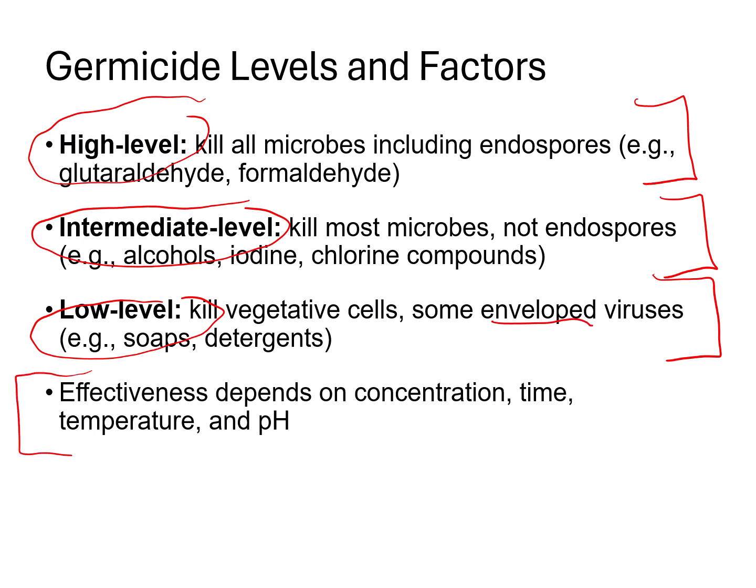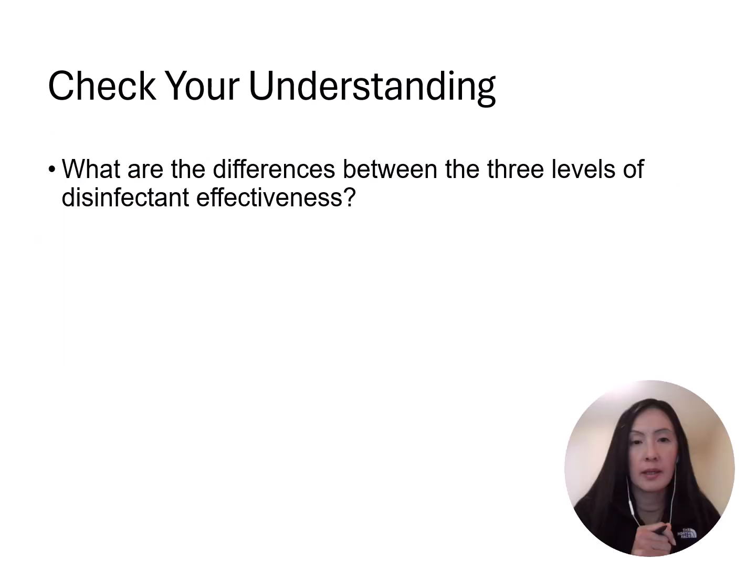So the effectiveness of these germicides really depends on their concentration, the time of exposure, temperature, and pH. And all of these factors can change how potent a chemical is in practice. This checkpoint asks, what are the differences between the three levels of disinfectant effectiveness?